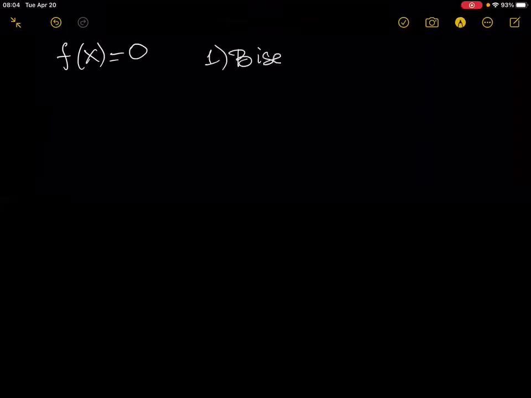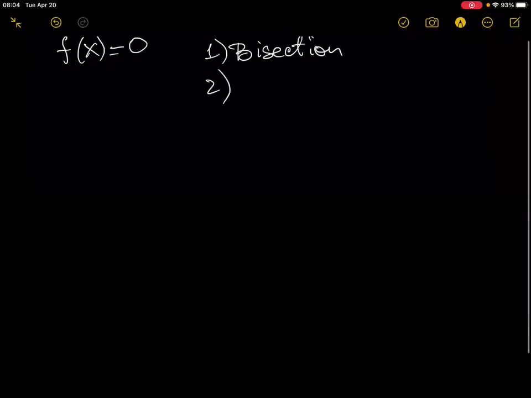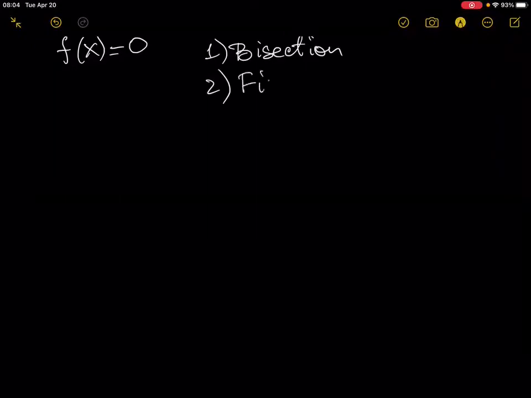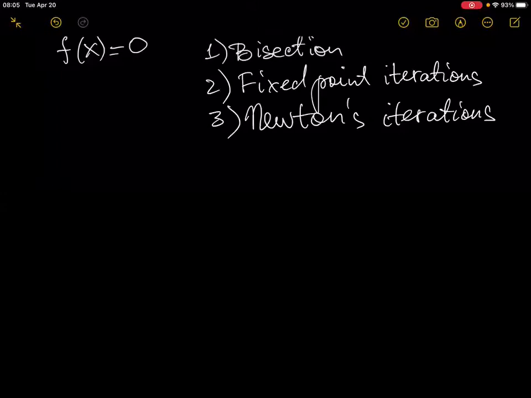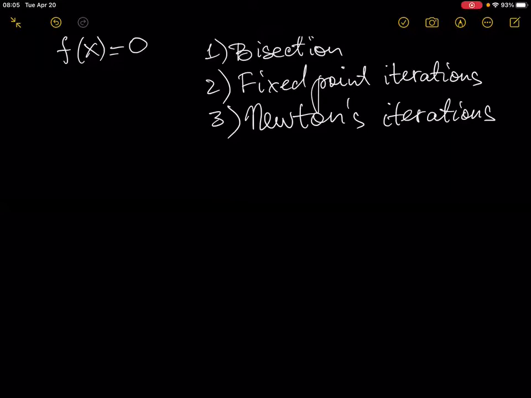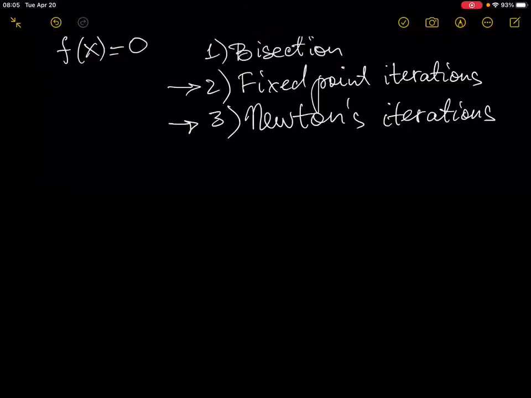The first one was bisection. Second was fixed point iterations. And third was Newton's iterations. Each method had its own positive and negative sides. For example, bisection is pretty robust. From the other point of view, it's not as fast as Newton's iterations and is a little bit more complex to implement than fixed point iterations. So fixed point iterations are easy to implement, but the problem is the convergence.